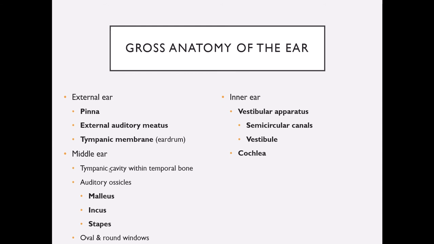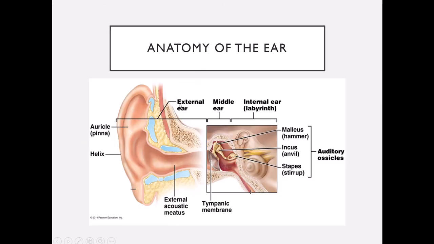In the inner ear, this is where we find our organs for balance and hearing. The vestibular apparatus consists of the semicircular canals and the vestibule. Those contain the organs for balance. And then the cochlea contains the organs for hearing. So let's take a look at what that looks like.